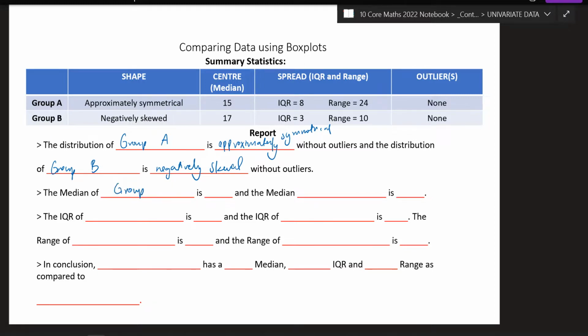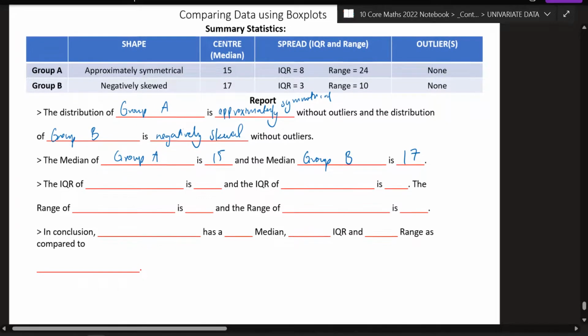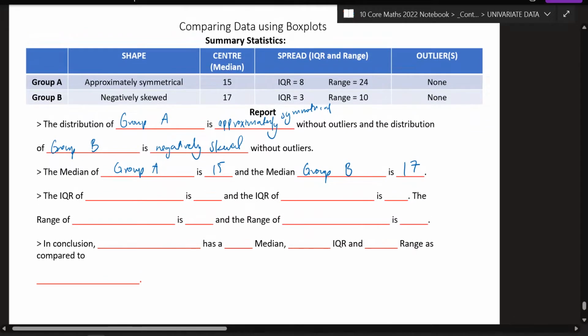Group A, so the median of group A is 15. And the median of group B is 17. Okay, again, make sure that you state the actual values. Don't just tell me what it is. The IQR, so now we're talking about the IQR of, let's say, group. So the IQR of group A is 8, and the IQR of.